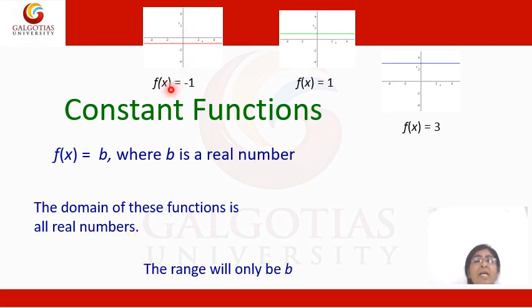So you can see that f of x equal to minus 1, the red line, is an example of a constant function. The value of the function remains constant throughout the interval. Similarly, I have the function f of x equal to 1, shown by the green line, because the value of the function remains the same throughout the interval. Again, I have the function f of x equal to 3. It is parallel to the x-axis. In this way, I can define a constant function.